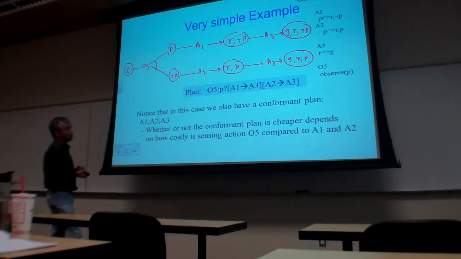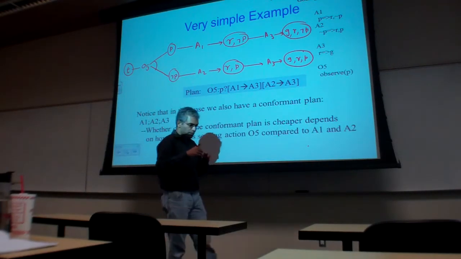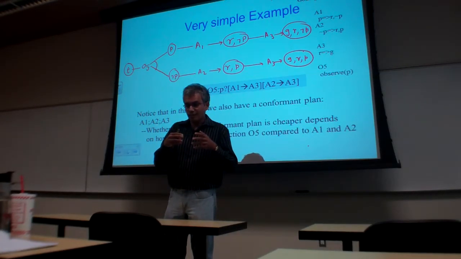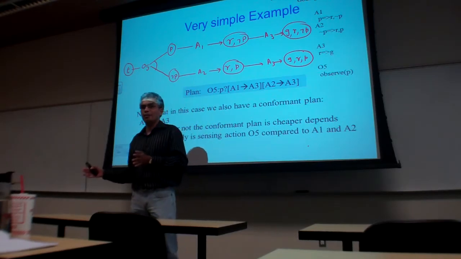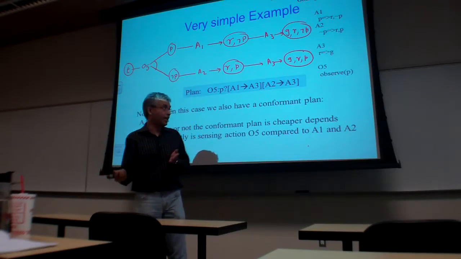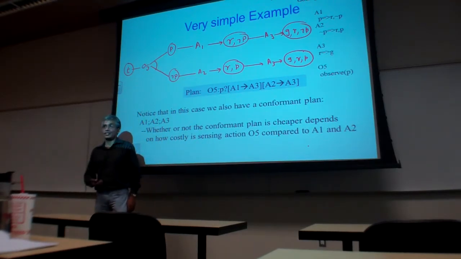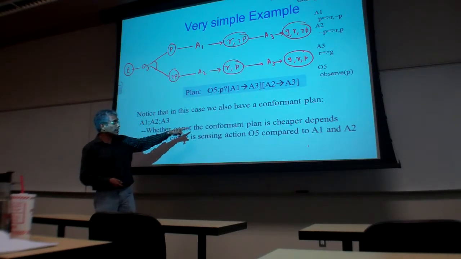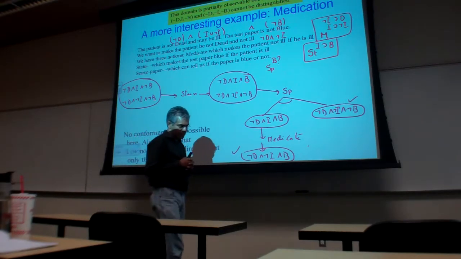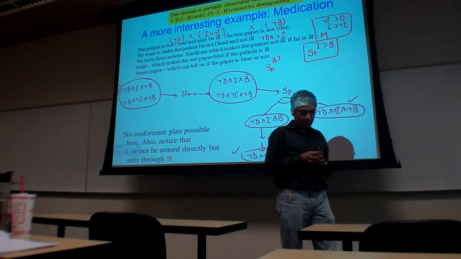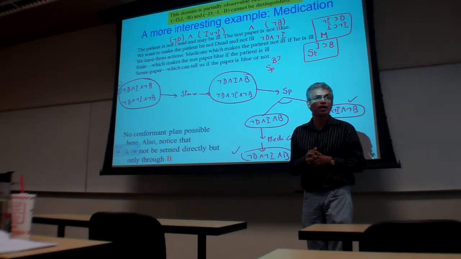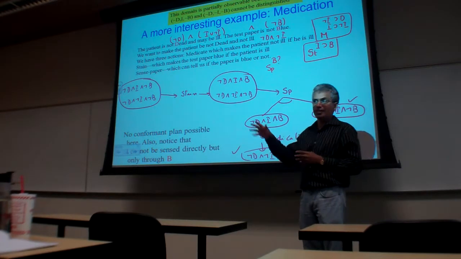Okay, but it can be the case that there is a conditional plan but no conformant plan. That's possible, because there may be problems that cannot actually be solved without sensing. So here is one slightly more complex example, which is a nice example to keep in mind, the Medicaid example, where without sensing there is no conformant plan. Without sensing there is no plan.